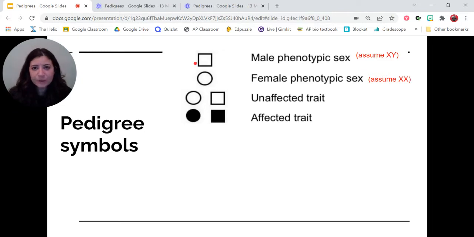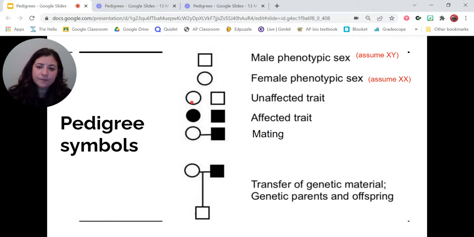The next set of symbols you want to keep in mind are white symbols, or open symbols, versus black symbols. So whatever trait we're talking about, let's say we were talking about brown hair, people with brown hair would have filled in symbols. And in this case, we would say they are affected, meaning that they have that trait. People who don't have the trait would have white or open symbols.